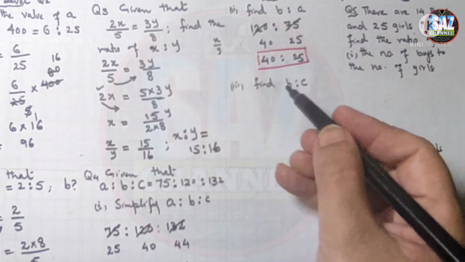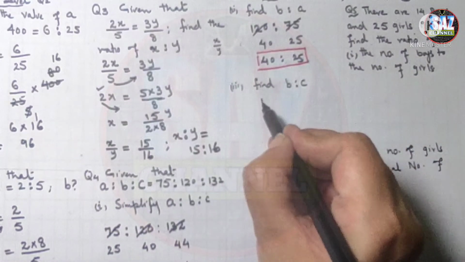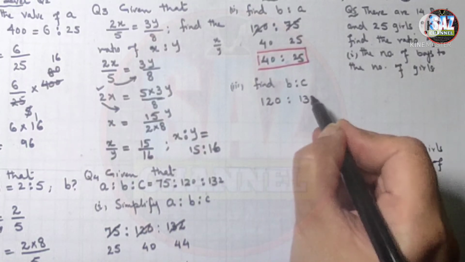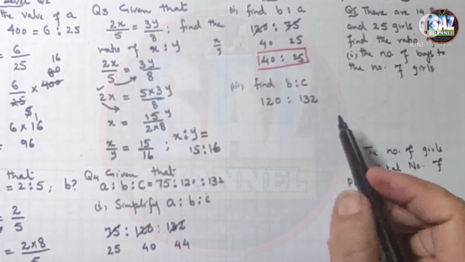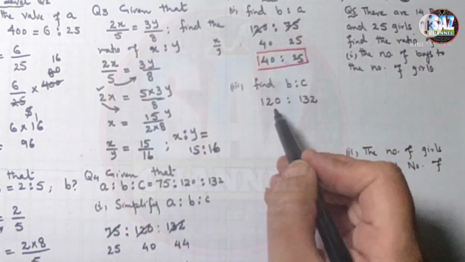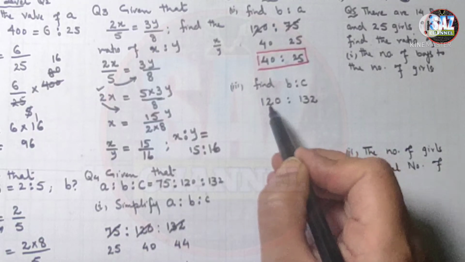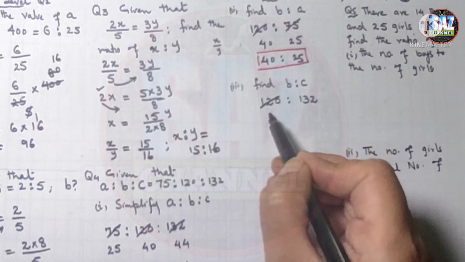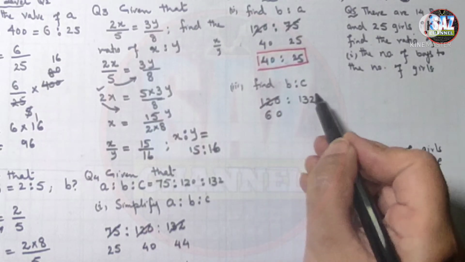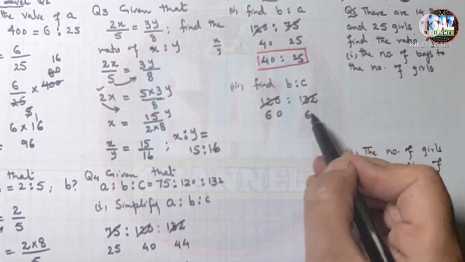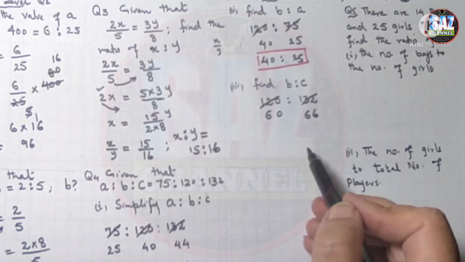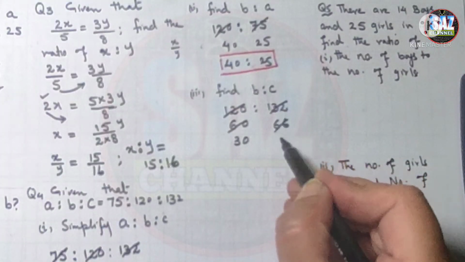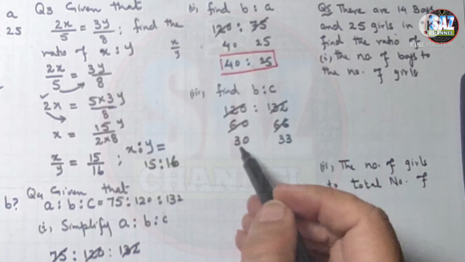B ratio C. I will be taking the calculation from the original question, and I will be simplifying it because I'm doing all these questions for my junior students. Okay, now 120 ratio 132. 2 is even and 0 as well. We can divide this number easily by 2. 2 6s are 12 and 2 6s are 12. Okay, 120 and then 2 30s and 2 33s, and we have to give our answer in more simplified form.